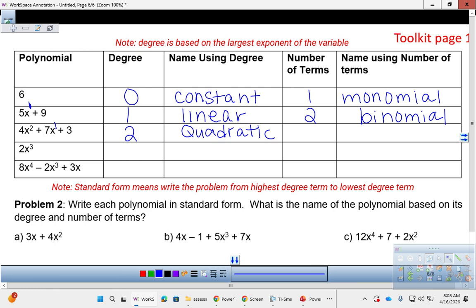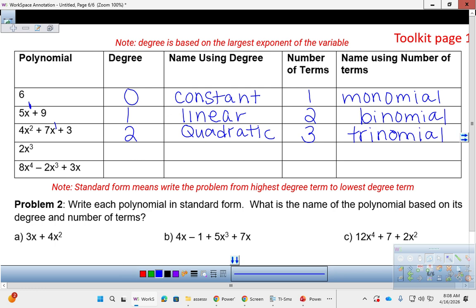Now there are 1, 2, 3 terms here. 3 separate numbers. What do you think that's called? Trinomial. So we'll change the bi to a tri for 3, and now it's a trinomial. So together, this equation is called a quadratic trinomial. Quadratic because of the 2, trinomial because of the 3 terms.